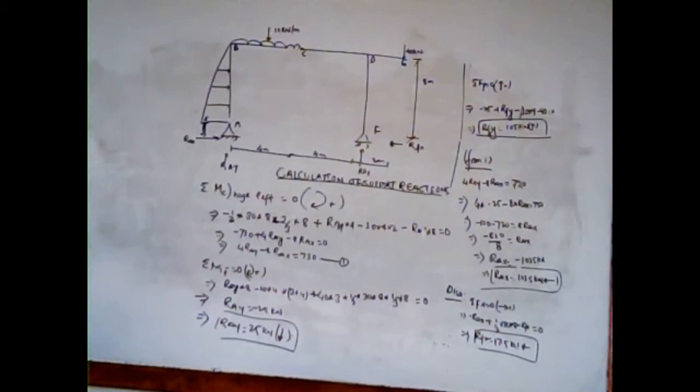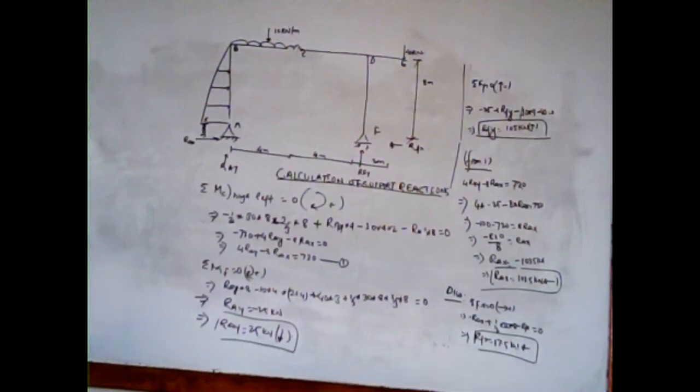Likewise, after taking moment at point F equals to 0, we will take the summation of forces in y direction equals to 0. We have assumed y direction is upward, so taking upward direction as positive, we will get minus 25 plus RFY minus 10 into 4 minus 40 equals to 0. Solving this, we will get RFY equals to 105 kilonewton, and it is positive. We got it as positive, so our assumed direction is correct, and it is actually acting in upward direction as well.